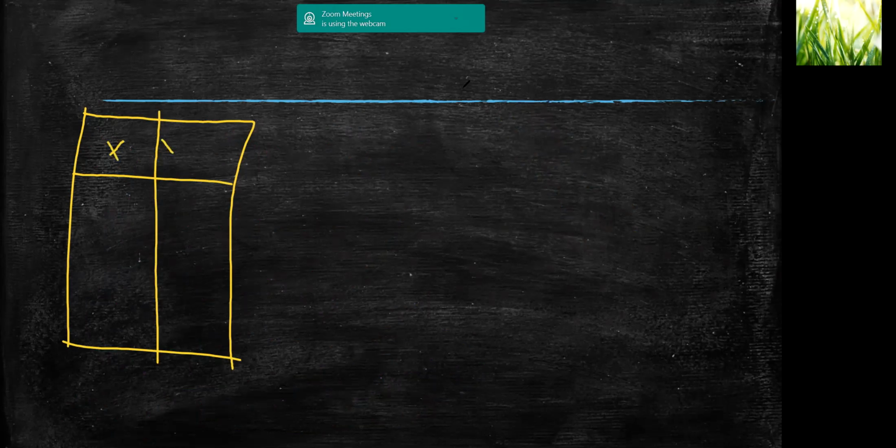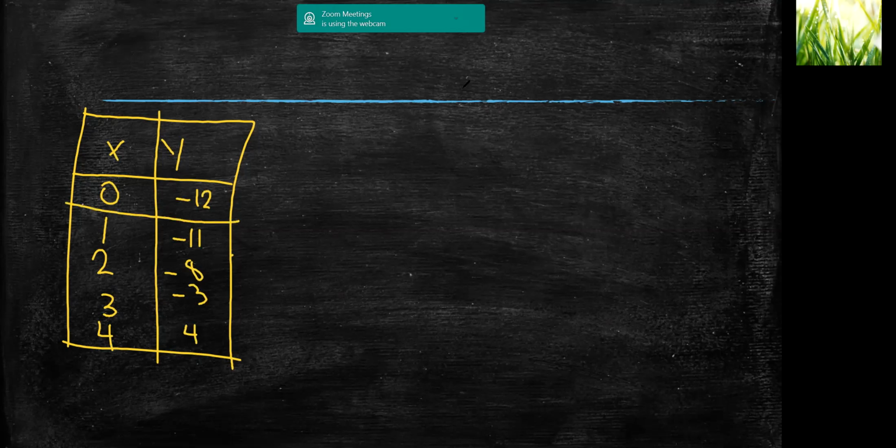Here we have x and y. Here we have 0, 1, 2, 3, and 4. Here we have negative 12, negative 11, negative 8, negative 3, and 4. I want now to find which model can be described, which function can be described the best the middle of the data here.